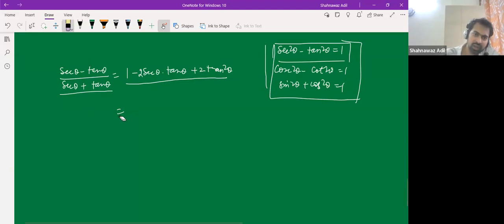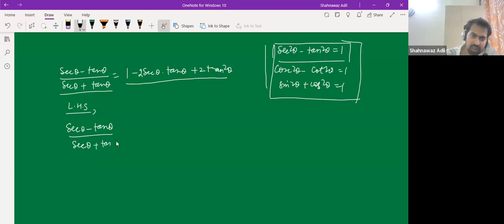Let us simplify the LHS first. So this is a fractional term. What should we do first? Rationalize. Absolutely correct. So we multiply by sec theta minus tan theta, divided by sec theta minus tan theta.